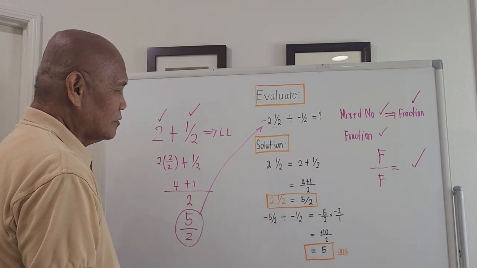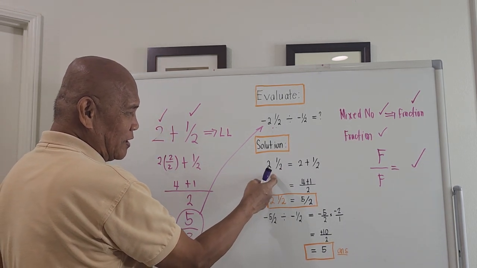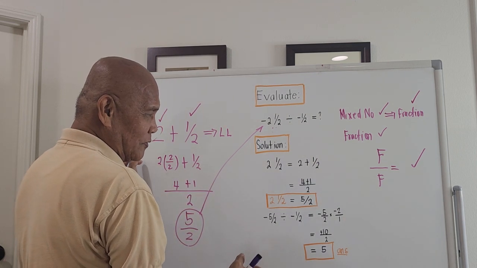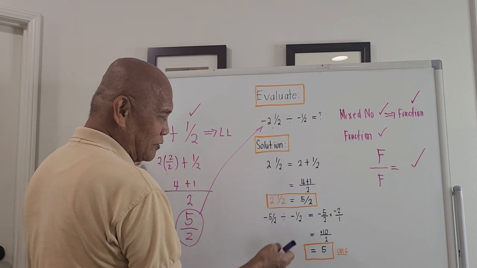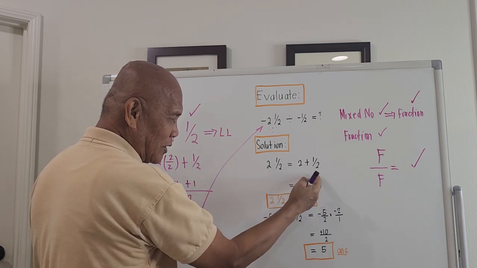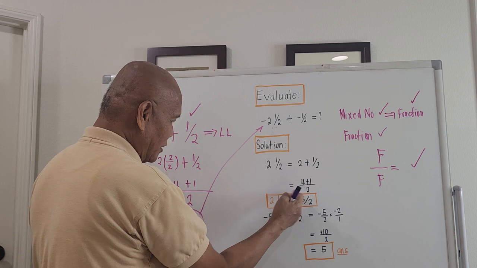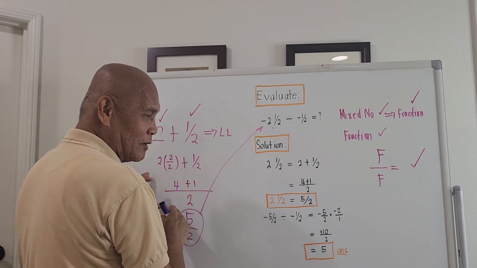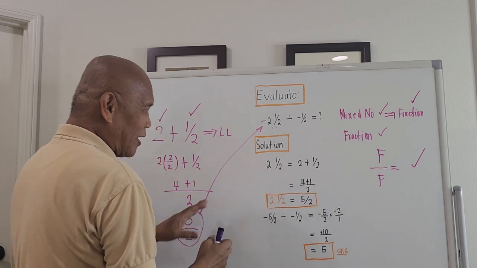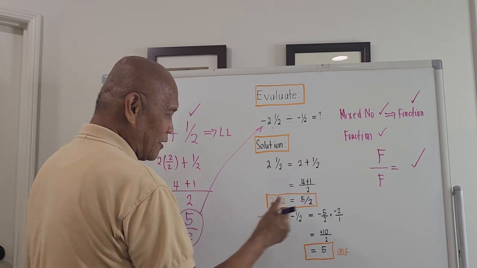I just repeat this: 2 and 1 half is actually 2 plus 1 half. If we simplify, 2 times 2 is 4, plus 1, over 2. It's the same as this one. So 4 plus 1 is 5, over 2. So actually 2 and 1 half is 5 halves.